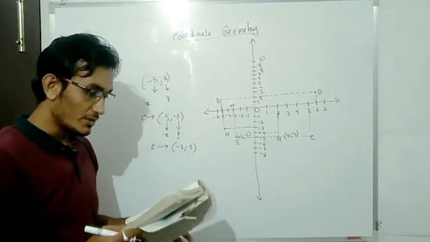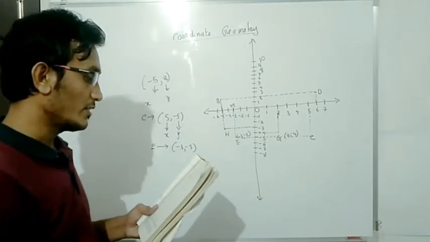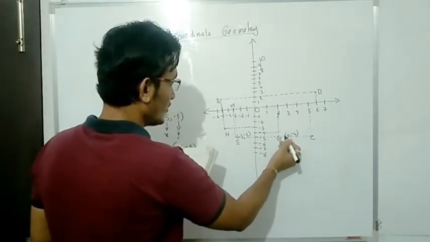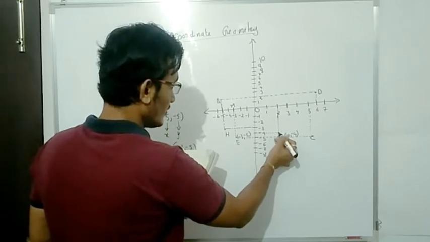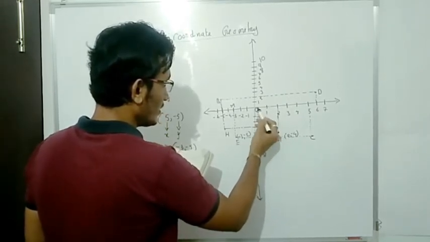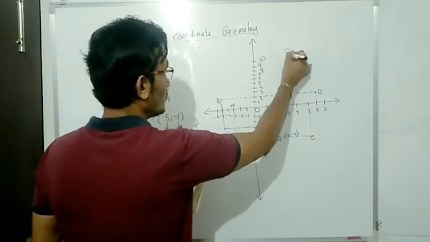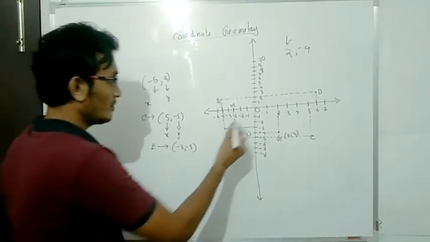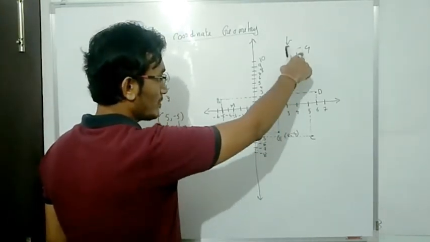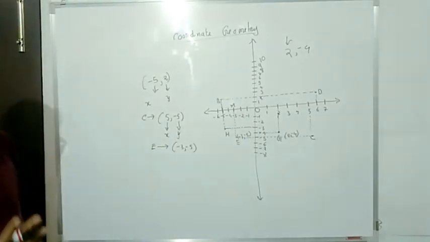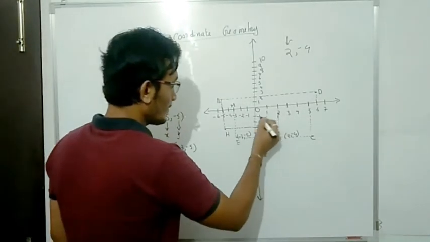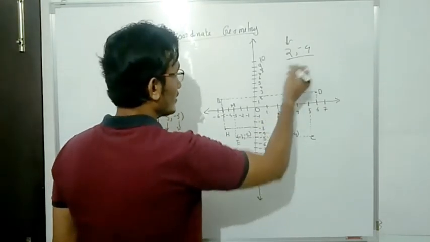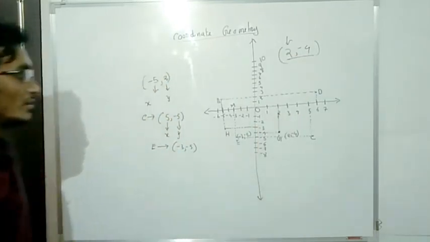Then the next number is what? The point identified by the coordinate 2 comma minus 4. Identify the point 2 comma minus 4. So how can you get this point? 2 is positive, so we need to move in the positive x-axis. That means 1, 2. After that minus 4. Minus 4 means we need to move in the negative y-axis, that means in the downward direction. This is 1, 2, 3, 4. So this is the point that represents 2 comma minus 4.